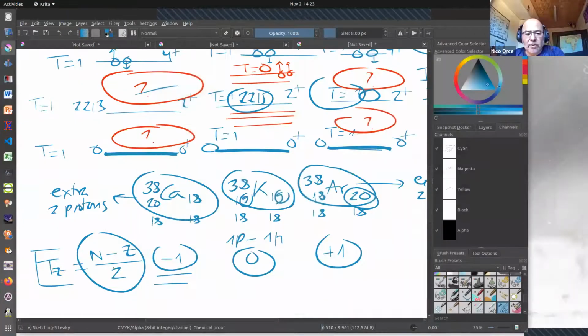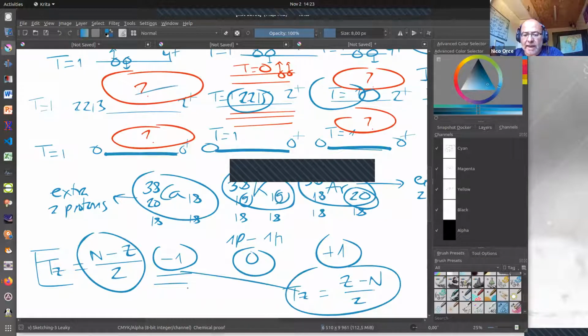One more thing. If you want to assign T, you use this formula: TZ is equal to N minus Z over 2, the number of neutrons minus the number of protons. This is just a way to label each nucleus. In particle physics, they use the opposite formula, TZ equal Z minus N divided by 2. So this is just a nomenclature. I don't care about whether TZ is equal minus 1, 0, plus 1.